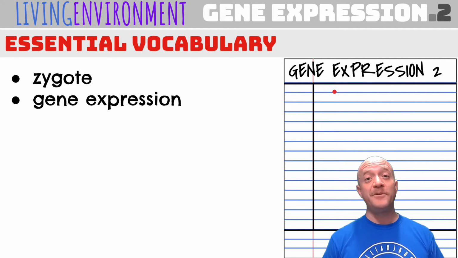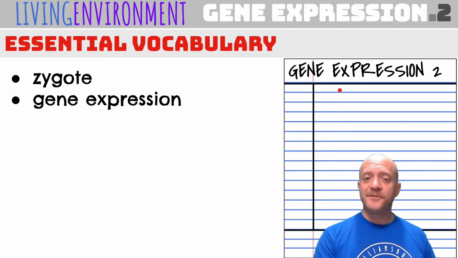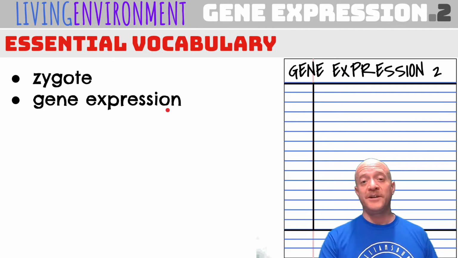So go ahead and set up a new entry for your Cornell notes. Remember to start a new page and also check out the essential vocabulary. Today we will be discussing zygote and gene expression.